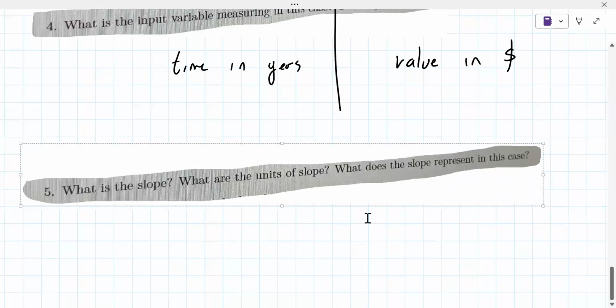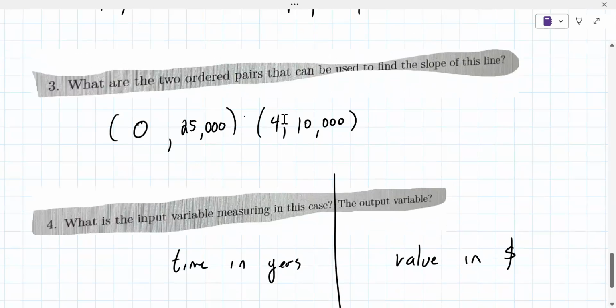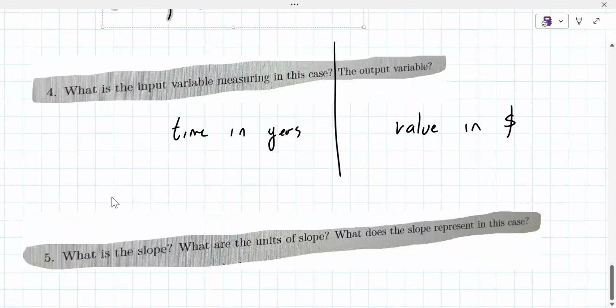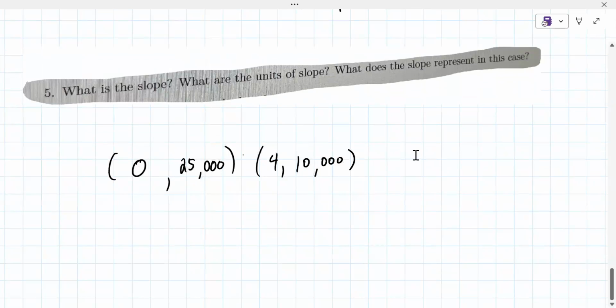What is the slope? All right, so I want you to use these two ordered pairs and come up with the slope. You are allowed to use a calculator. I'm sure in the class you generally have one at all times. So go ahead and calculate that for us, please.